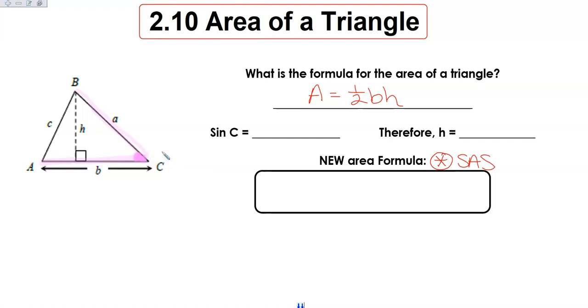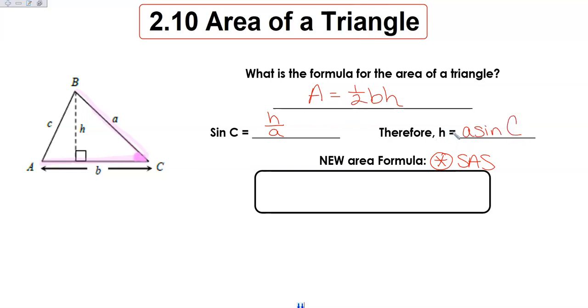Alright, so what I want to look at is the ratio for sine of C. Remember, sine is opposite over hypotenuse if we look at this little right triangle. Okay, we drop the height in the triangle. We've got a right triangle right here. So opposite over hypotenuse is H over A. If I solve this for H by multiplying both sides by A, I'm going to get that my height is A times the sine of angle C.